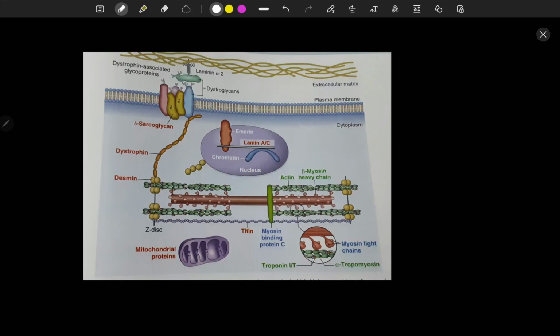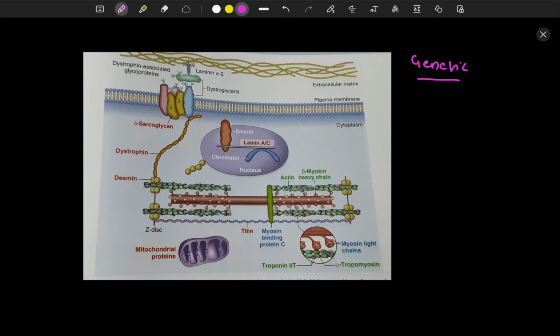So now about the genetic cause of the cardiomyopathy. The majority of causes of dilated cardiomyopathy were idiopathic, the majority of cases. But recently they have found that certain genetic factors are involved in this. So one such condition I will be explaining.